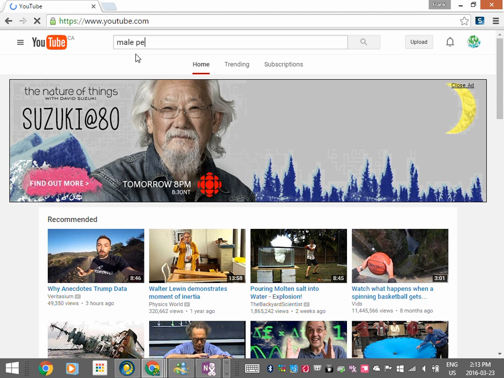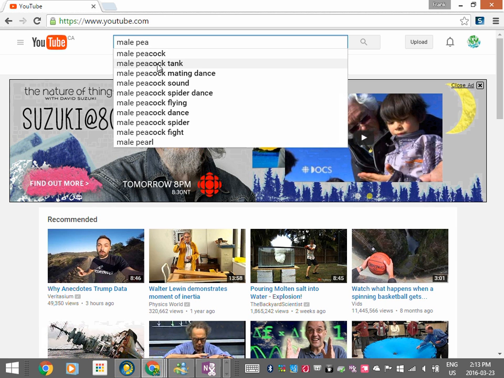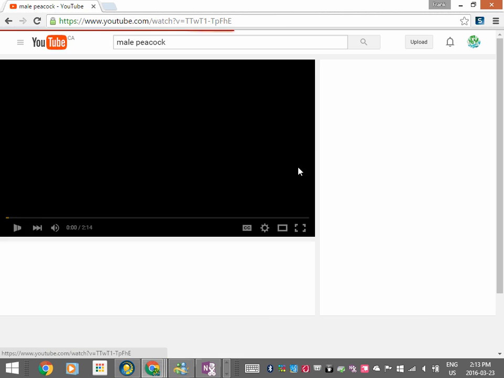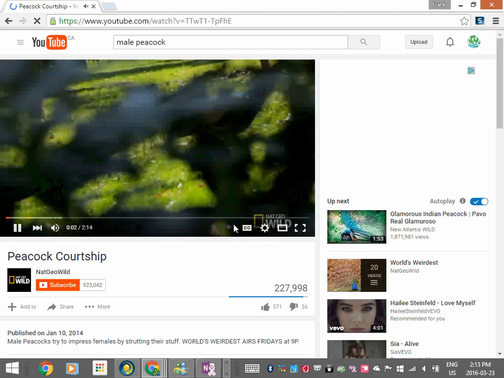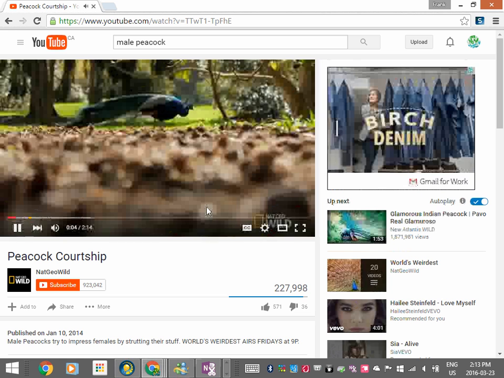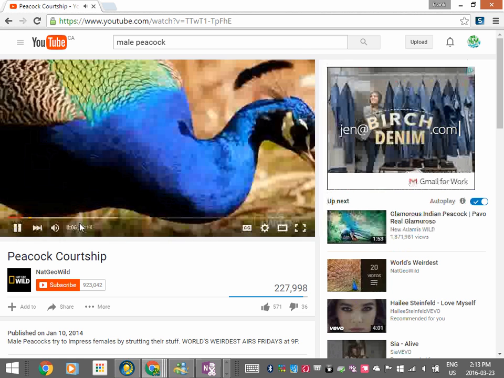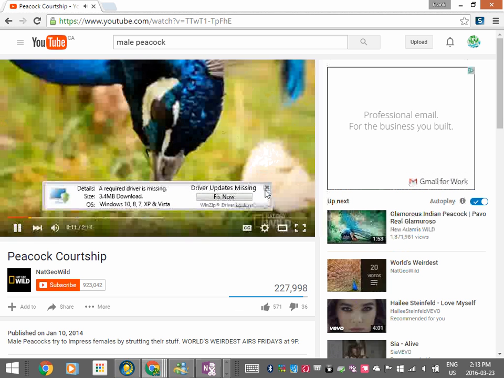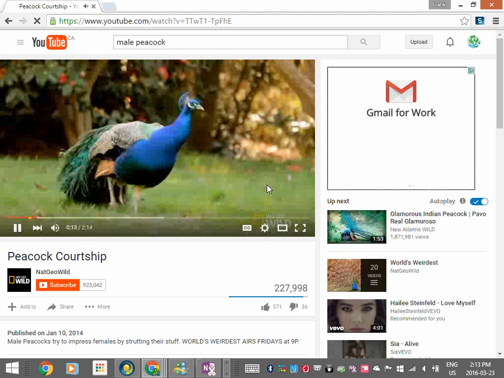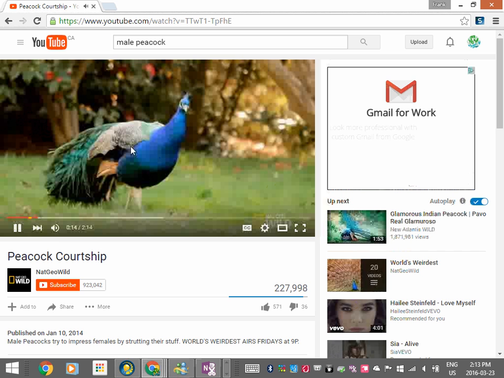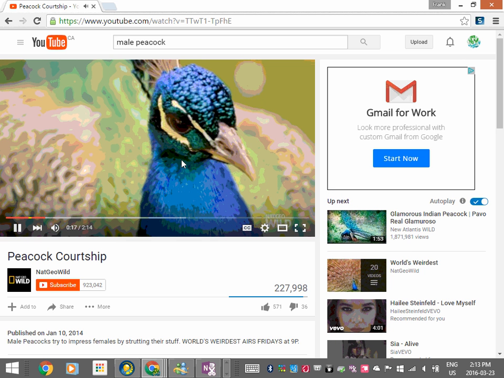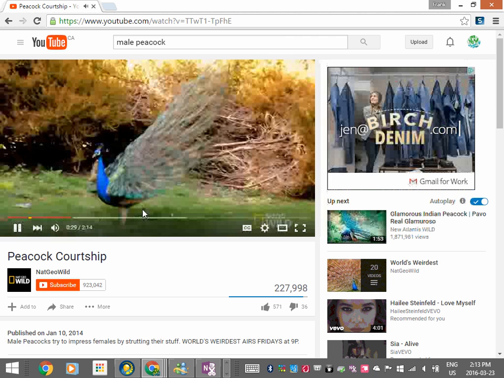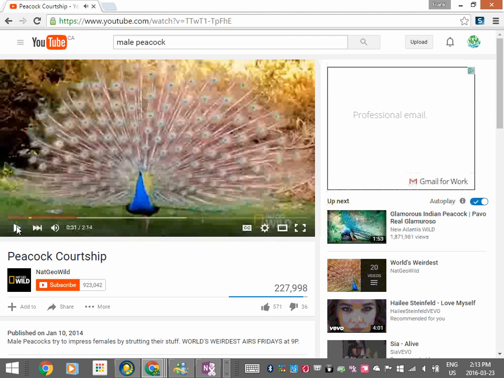Male peacock. Okay, so here's a male peacock. Look at it. This is one absolutely ridiculous animal. Think about this. Look at this poor guy. He's brightly colored. He's got this massive tail. That's kind of cute, right? And he's got to do all of this. He's got to display. Look at this.